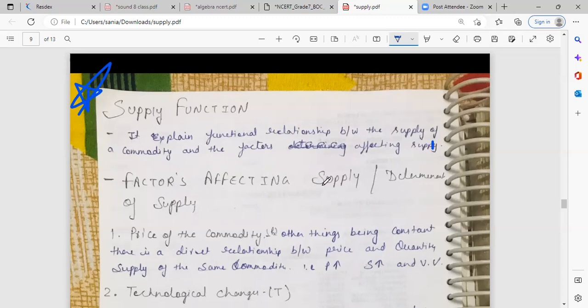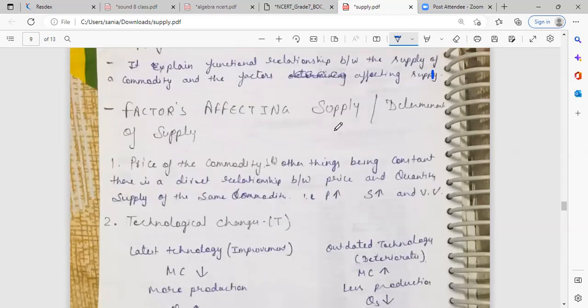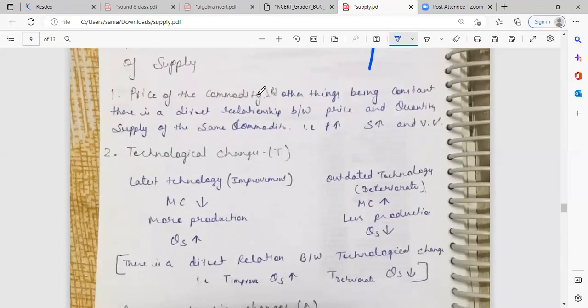Okay, so let's see what are the factors that are affecting supply, or you can say these are the determinants of supply. So first is price of a commodity, right? Other things being constant, there is a direct relationship between price and quantity supplied of the same commodity.